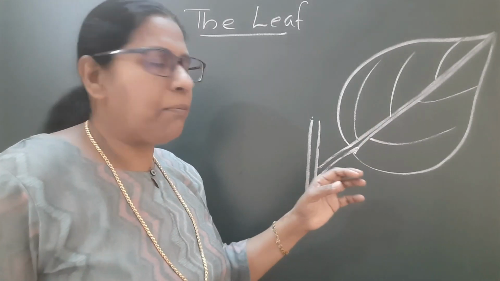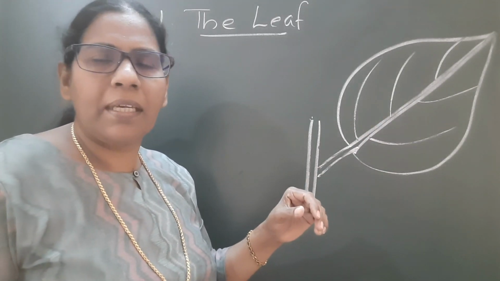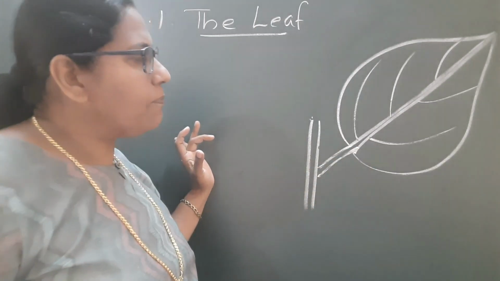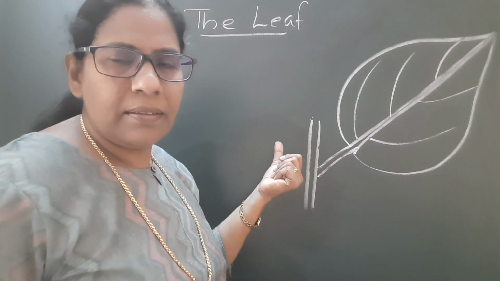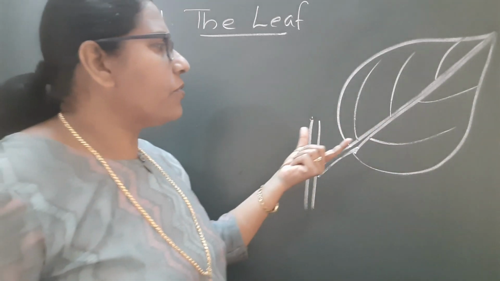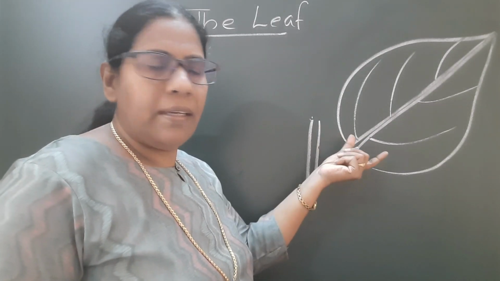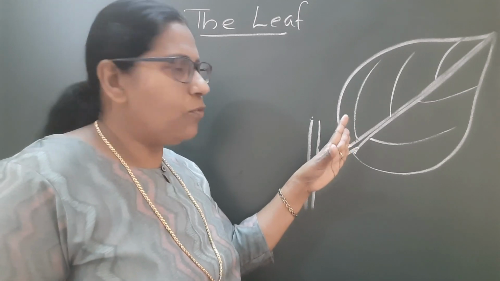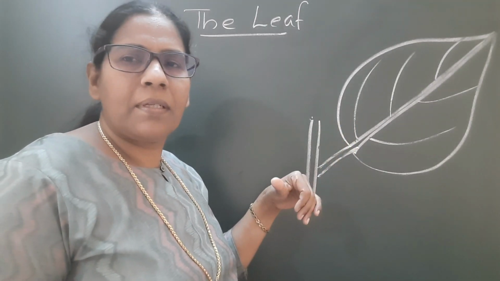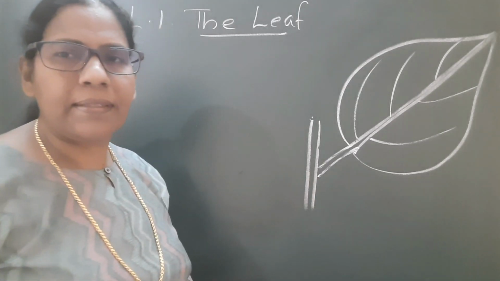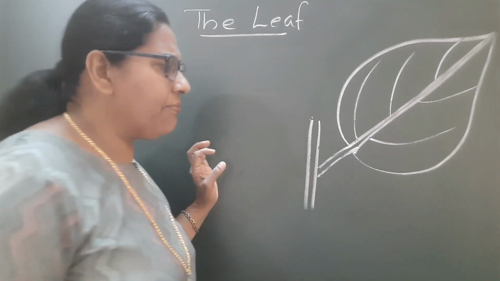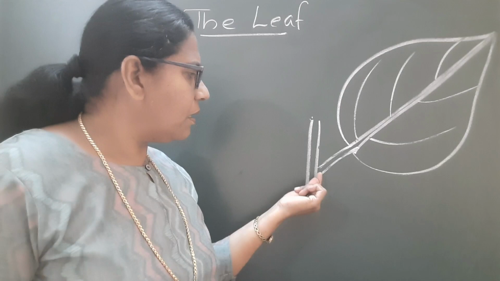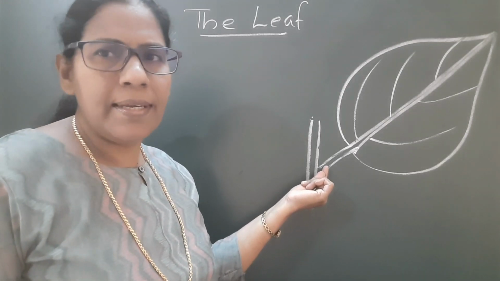Along with the sunlight and carbon dioxide, this chlorophyll helps in photosynthesis. So what is the function of the leaf? It gathers sunlight and carbon dioxide also, and the chlorophyll present in the leaf helps in photosynthesis. And where does this leaf arise from? It arises from the node of the stem.